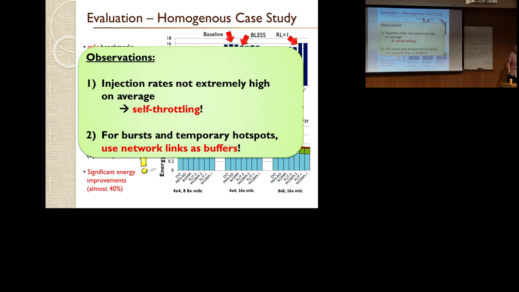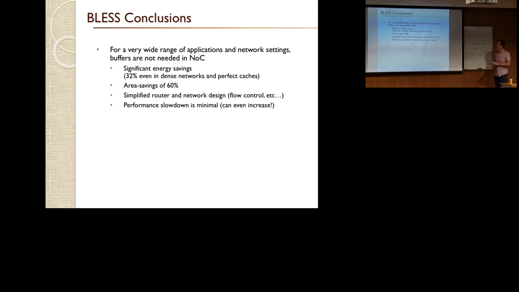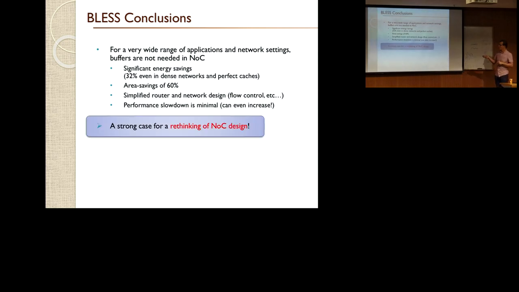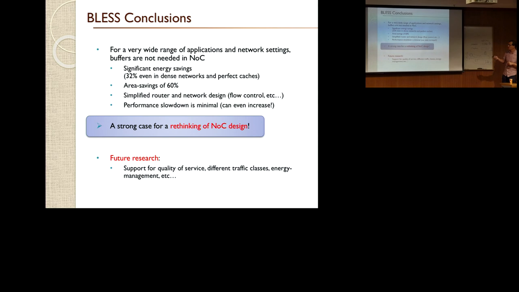Basically, for bursts and temporary hotspots, we're using the network links as buffers. That's the idea. These are the conclusions that we had in 2009. For a very wide range of application and network systems, buffers are not needed in the NoC. You get significant energy savings and significant area savings. Take that with a grain of salt, because this was actually back of the envelope. You have a simplified router and network design, and performance slowdown is minimal. And if you can reduce your router latency, performance can even increase. So we made a strong case for rethinking the NoC design, and future research should look at how to actually do this in real.